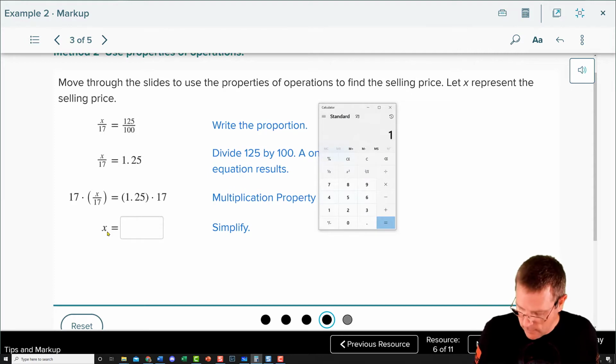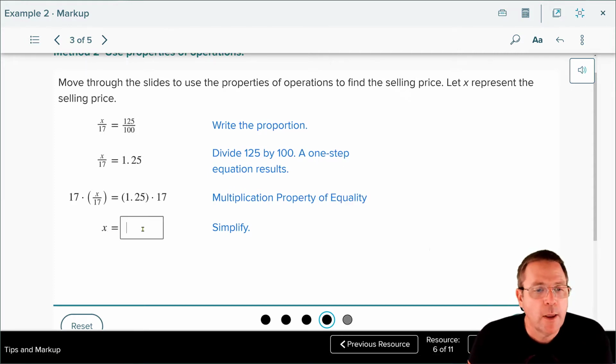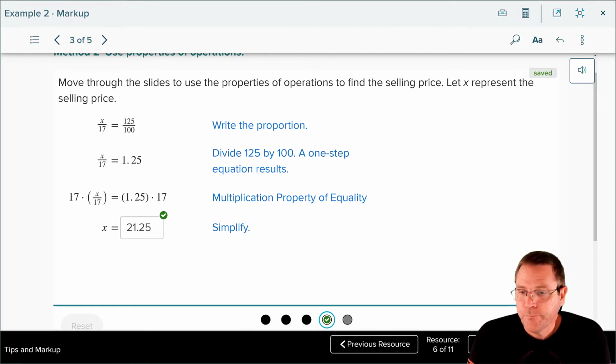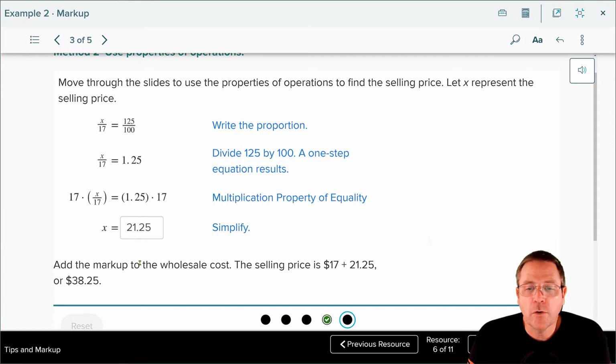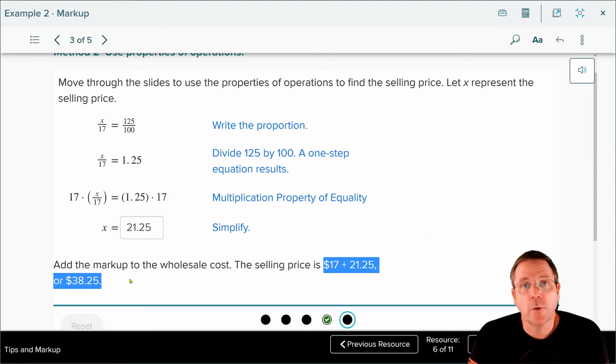So let's find our calculator. 1.25 times 17. And we multiply that out. And we find that there's a $21.25 markup. The same markup that they found the other way that they did the problem. To find the total cost of the shirt, once again, add the $17 wholesale price they paid for it, plus the $21.25 markup they're putting on it, and that's going to give you the $38.25 that we found the other way of doing this problem.